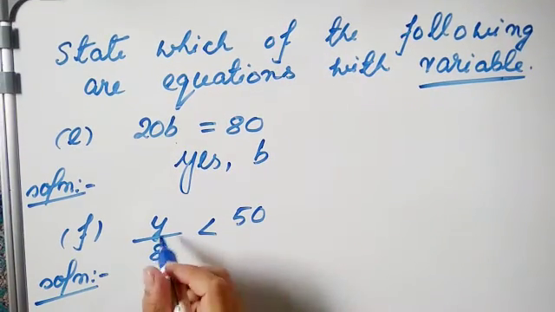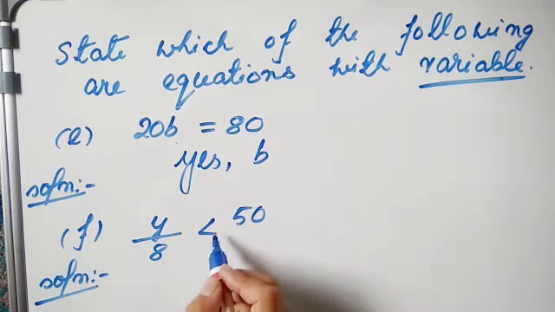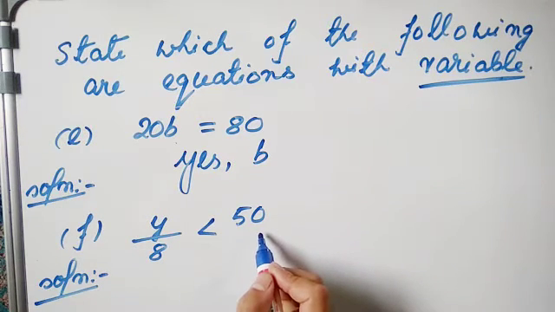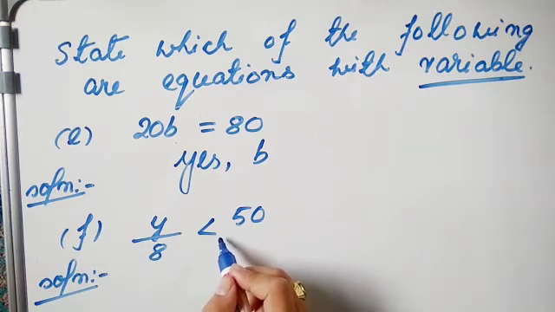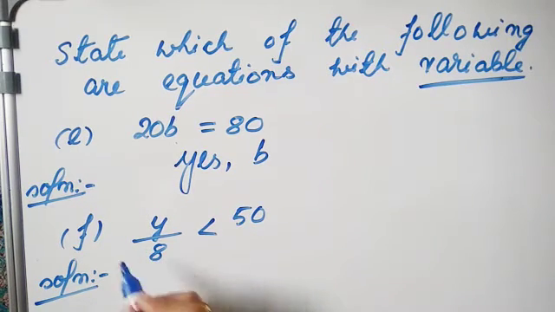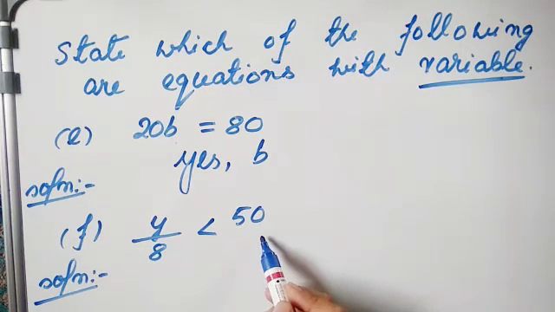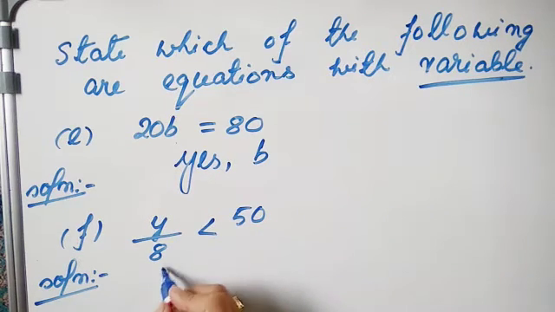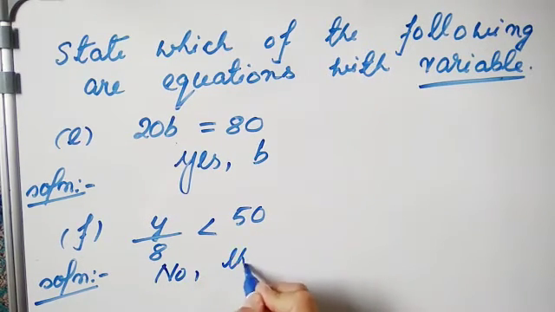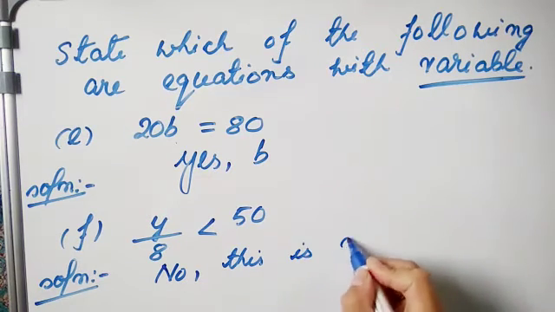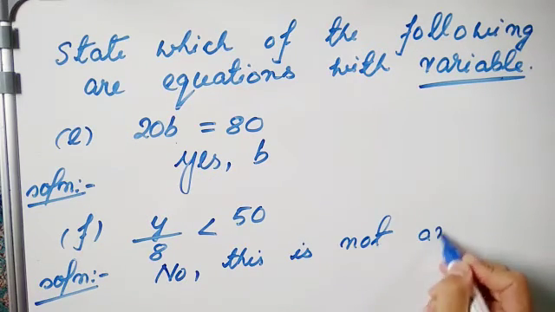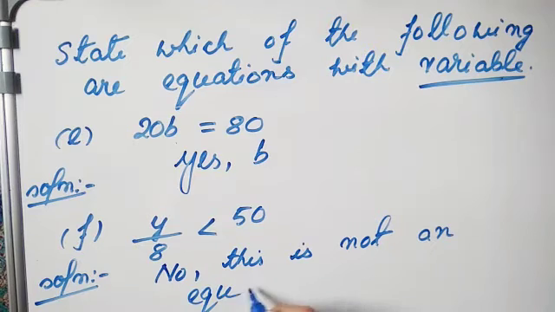Next, we have y by 8 is less than 50. Since there is no equal to sign, it means that the value on the left hand side and the value on the right hand side are not equal. So this is not an equation. So no, this is not an equation. Understood, students? Let's try another question.